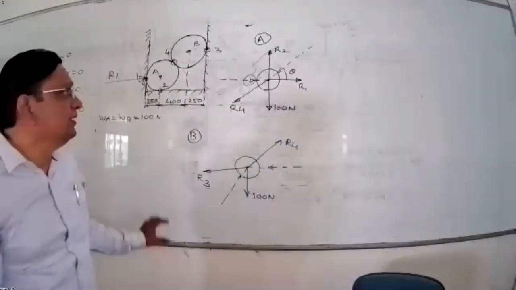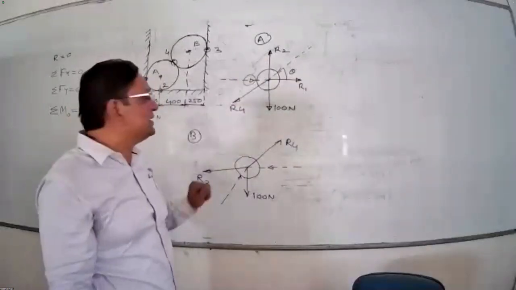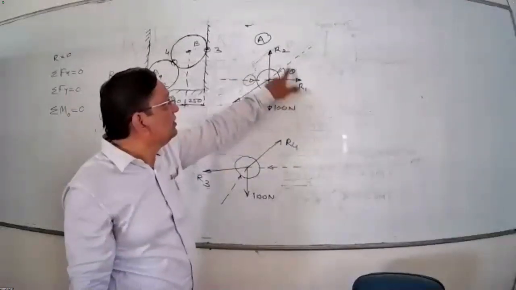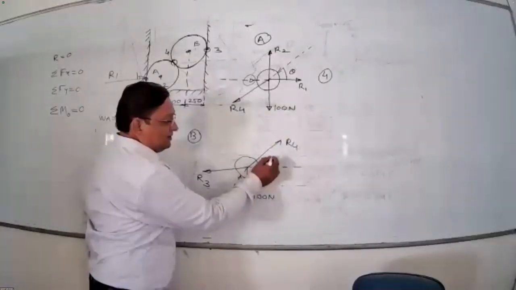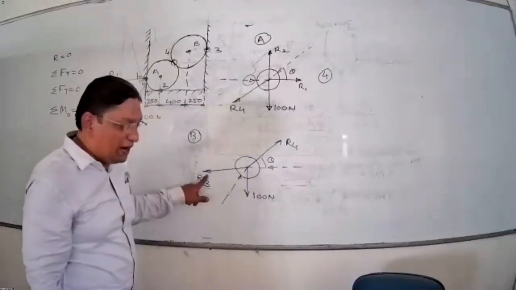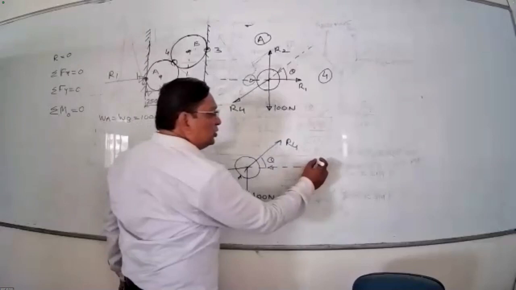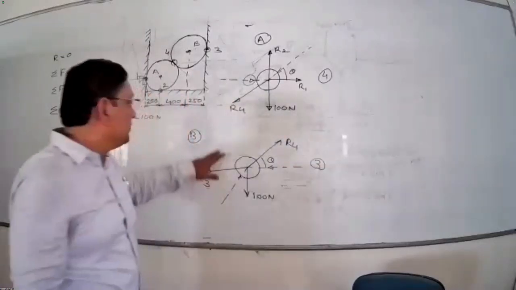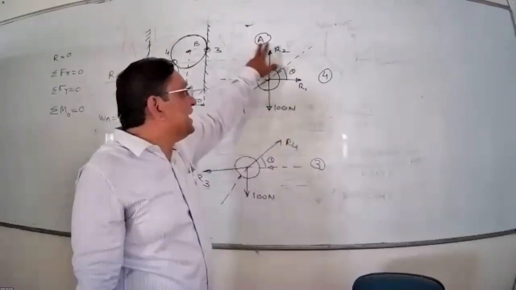Now here, how many unknowns are there in this free body diagram? 1, 2, 3, and theta. So how many unknowns? 4. And how many unknowns are here? 1, 2, and 3. So total unknowns in the free body diagram of cylinder B are 3, and in cylinder A are 4.